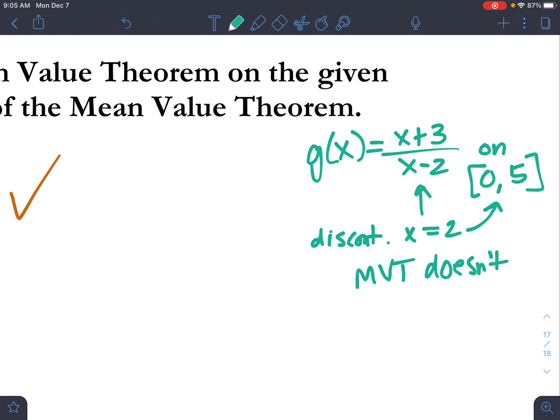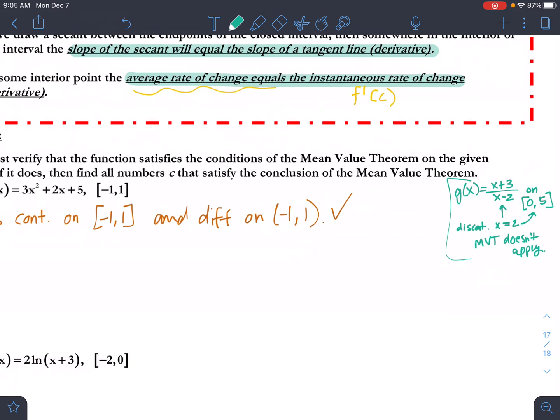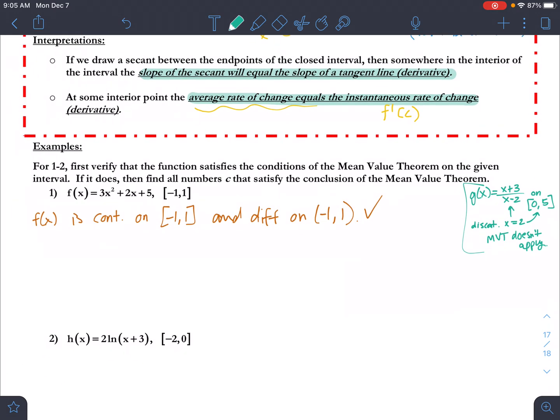So we couldn't even use that for this problem. We would just stop and the mean value theorem wouldn't apply. So that's just a random thought for you. If you do see a problem that has something that's undefined, or a piecewise function where it's not continuous or differentiable at a certain point in the interval, then we're going to have an issue. Okay, but since this one is, we can kind of continue on.